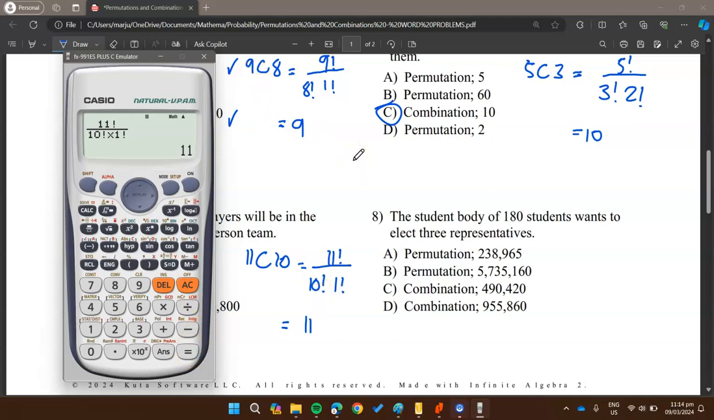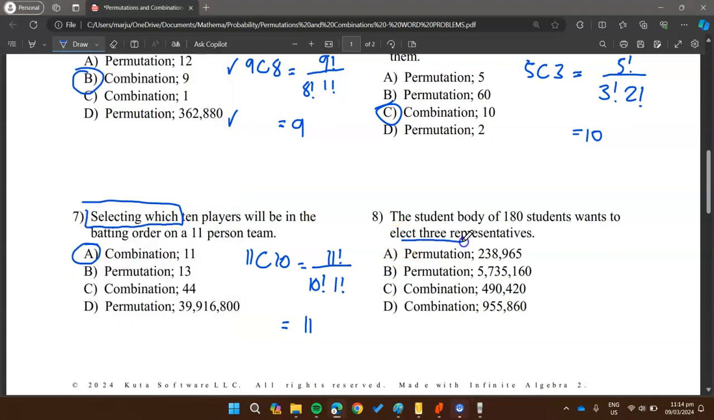Number 8. The student body of 180 students wants to elect 3 representatives. Now, 3 representatives. So meaning to say we don't really care about the order. We just want to elect 3 representatives out of these 180 students. So again, this is a combination problem. 180 choose 3. So this is just equal to 180 factorial over 3 factorial times, what's 180 minus 3?